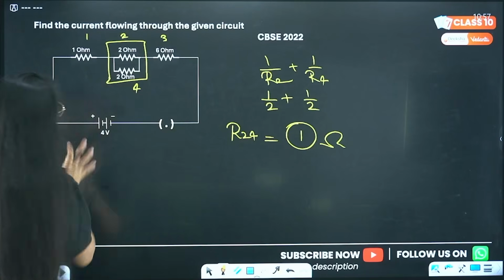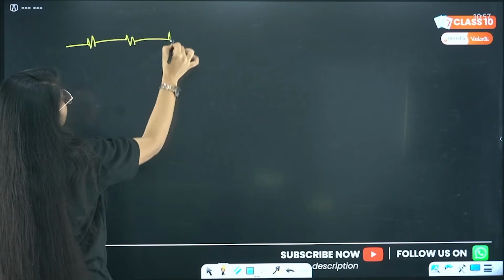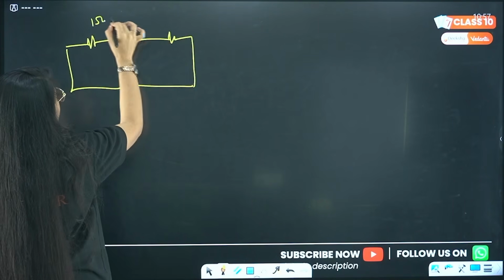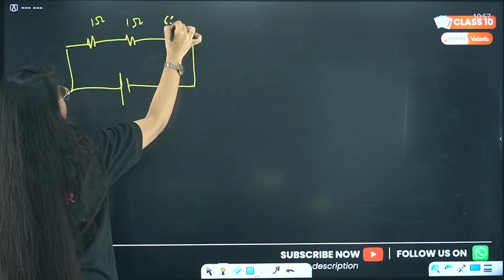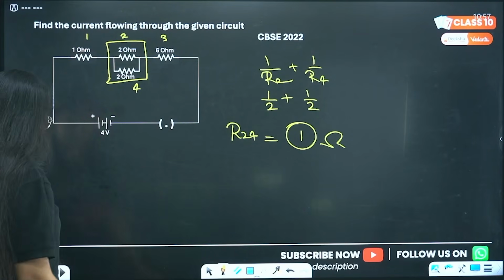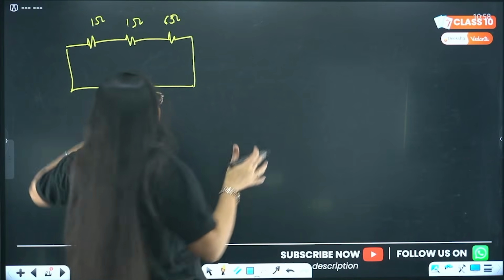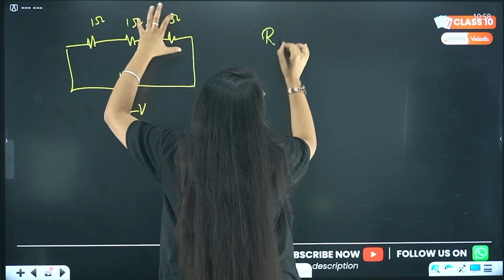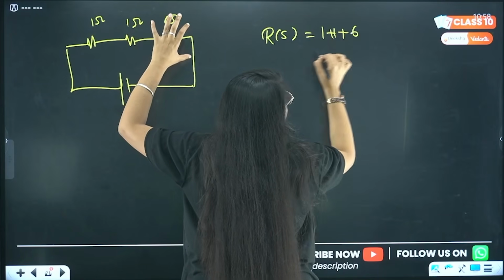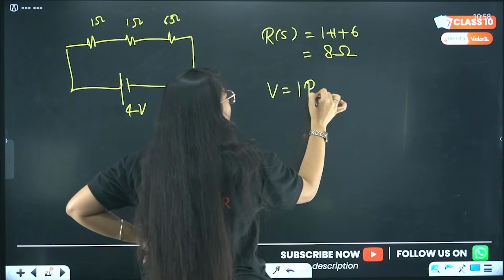And now this whole circuit becomes what? This becomes something like this, correct? This is 1 ohm, this is 1 ohm and this is 6 ohm, correct? If this circuit becomes like this and this is 4 volt, we just have to find the current now. Isn't it easy? All these three are in series. So my total resistance will be what? 1 plus 1 plus 6, right? That is 8 ohm.